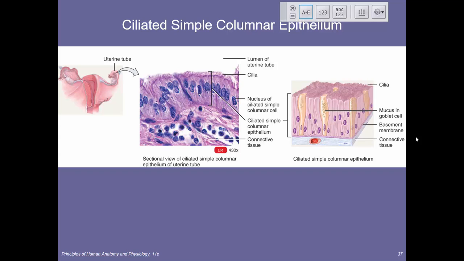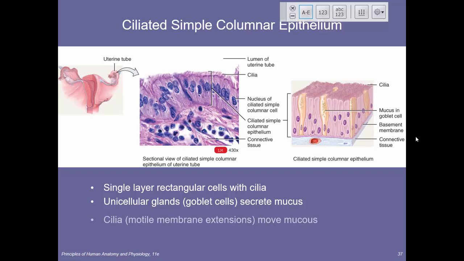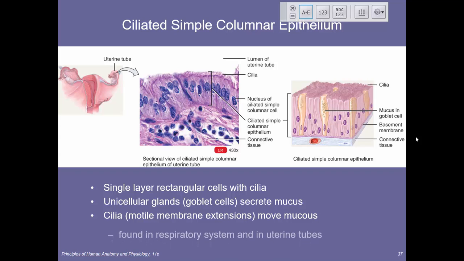All right. So again, these are cilia because they're wispy. A place that you find this, obviously, is in the uterine tubes. Goblet cells are there to secrete mucus. Again, you want to have mucus in this area too. It's a lubricant. And then cilia, motile membrane extensions, move mucus forward. They're not an extension of the plasma membrane or the cytosol or the cytoplasm, right? Where the microvilli are, they actually contain cytoplasm within them. These do not. The respiratory system and the uterine tubes.